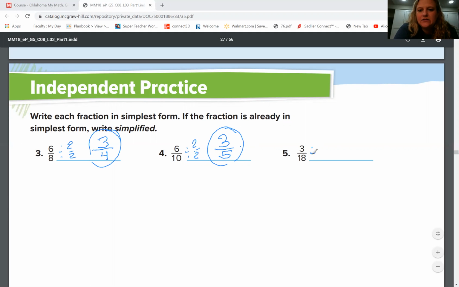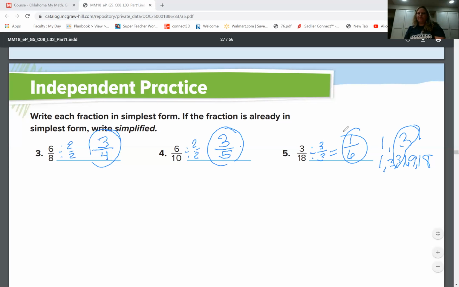3/18. 1 and 3. Well, that limits my choices because 3 is prime, so it's just 1 and 3. So 1, 18, 2, 9, 3, 6. Here's this 3. So we're going to divide by 3 on the top, 3 on the bottom. 3 divided by 3 is 1. 18 divided by 3 is 6. And that's it. That's how we do simplest form.